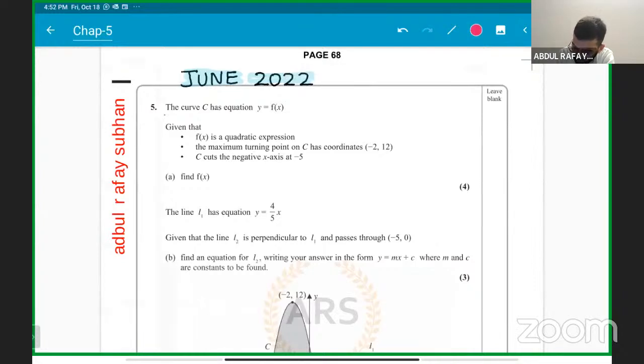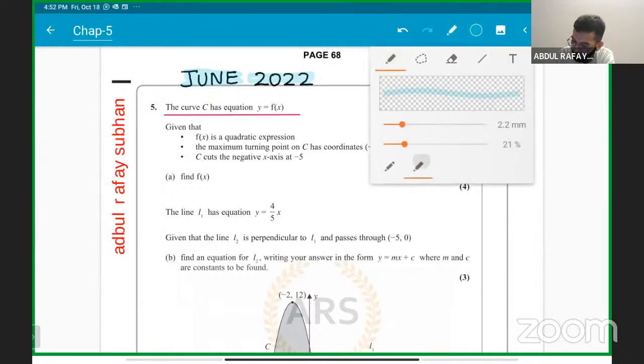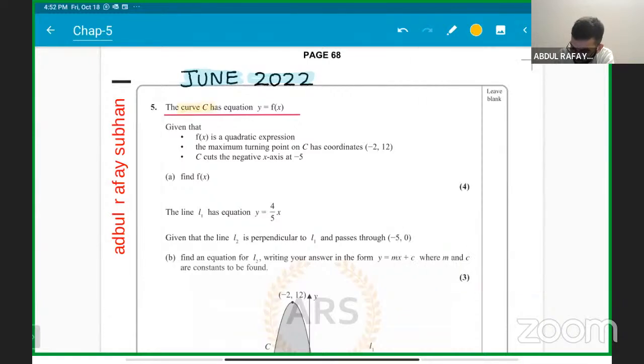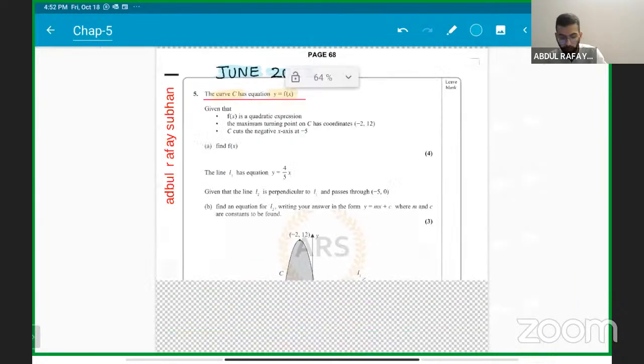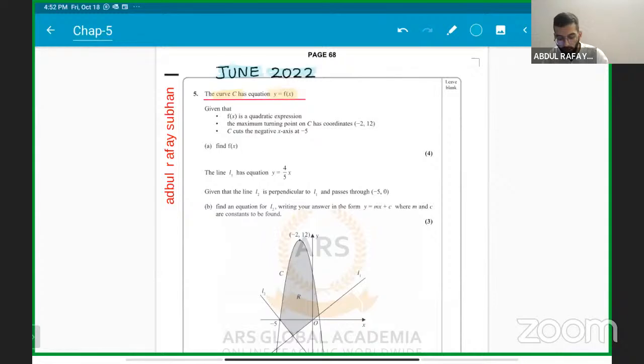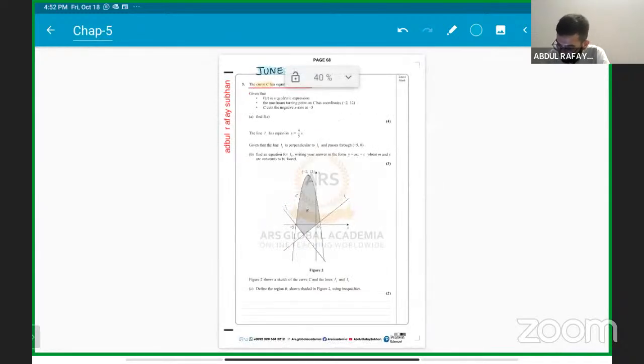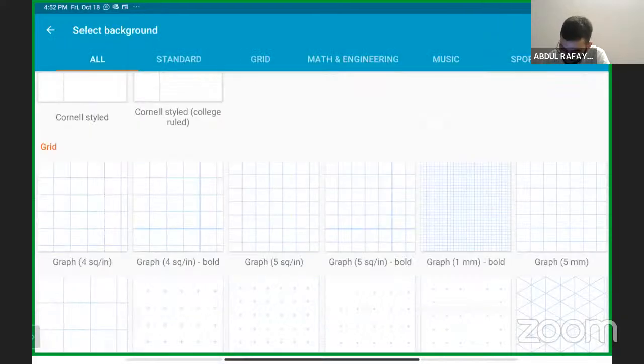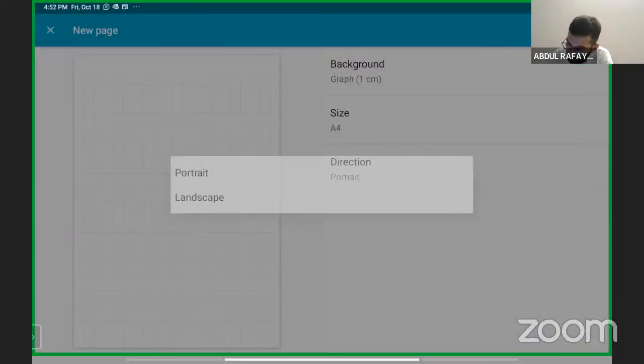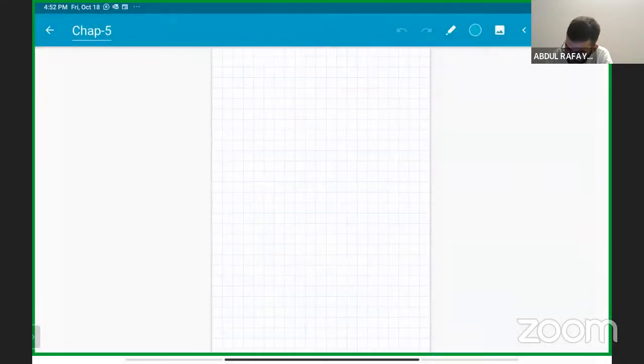What we have is basically the curve C has equation y is equal to f(x). Given that f(x) is a quadratic expression, the maximum turning point on C has coordinates -2, 12. C cuts the negative x-axis, find f(x). It's a very important and a very tricky question, okay? Let's spend some time on it. Follow very carefully, students. We don't have space, so let's just add one page. Let's discuss this in detail.